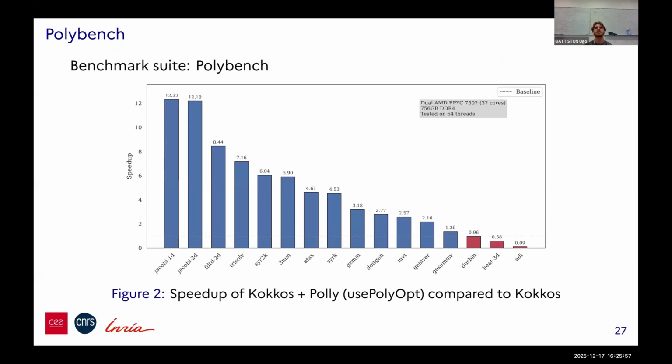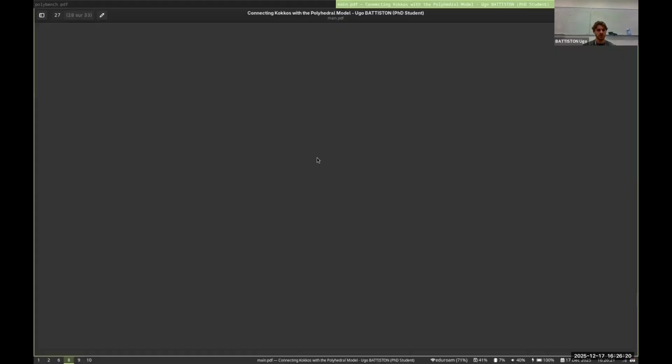And can you maybe say a bit more about what those three codes look like? What kind of pattern do they implement? So, for example, Durbin, what is the code? Do you have any idea? Is it a nested loop, a single loop? What does it look like? I can show you directly.